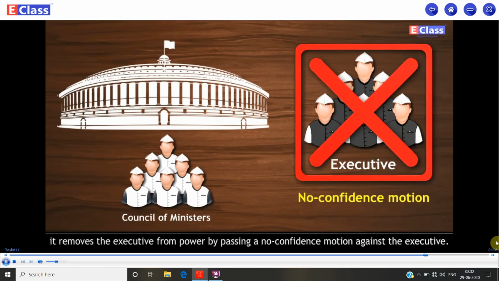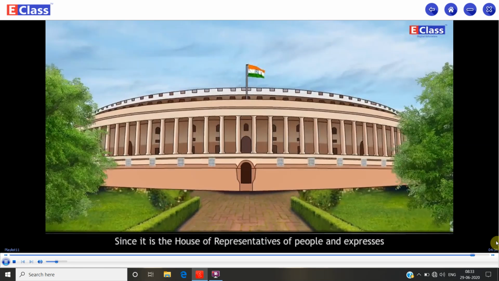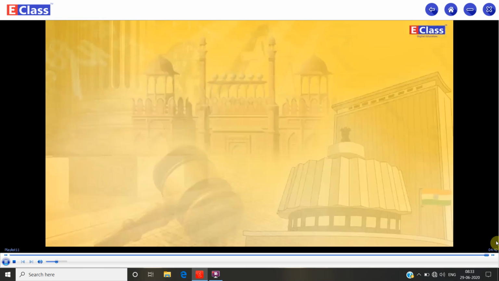In the parliamentary form of government, the legislature is a supreme institution. Elected representatives of people express demands and aspirations of common people in the Parliament. The Parliament decides upon issues of public welfare since it is the house of representatives of people and expresses the sovereign authority of the people. It is considered the supreme body.